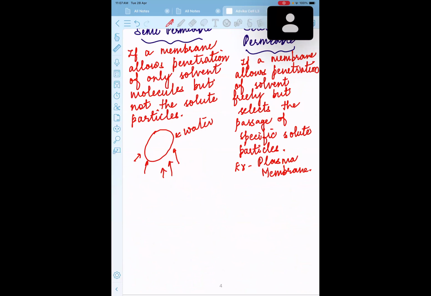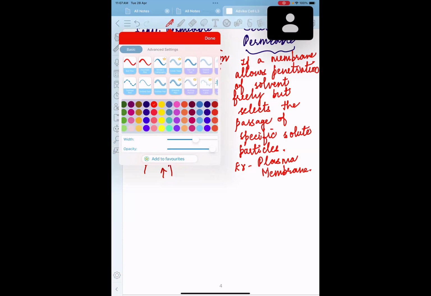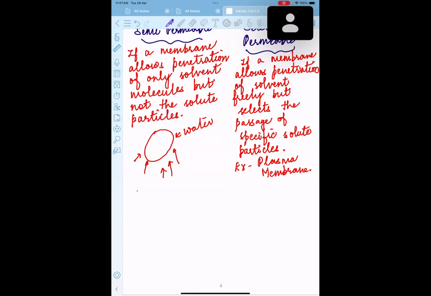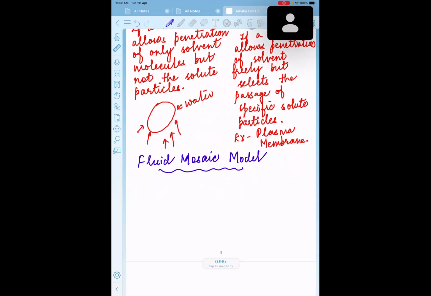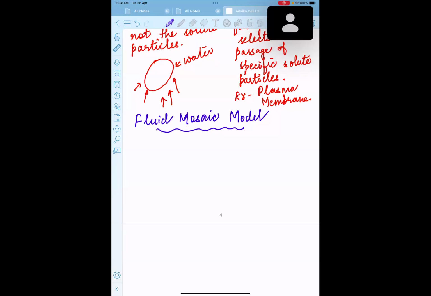Here, there's one model actually, which is called the fluid mosaic model, or it is also called the sandwich model. Like a sandwich has the upper bread and lower bread, and in the center there will be a stuffing of any kind of substance. It can be potatoes, onions or cucumbers. That is why it is also called the sandwich model.